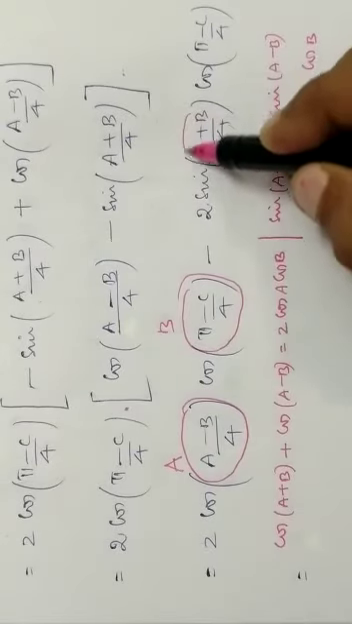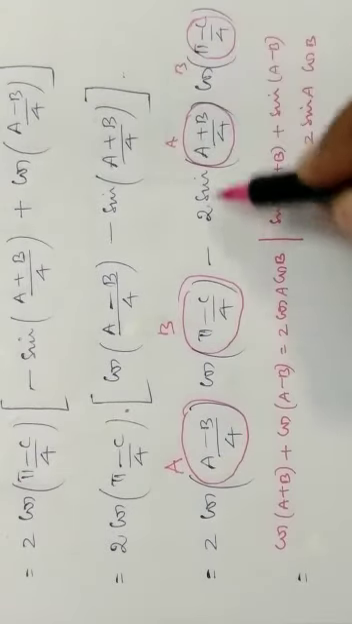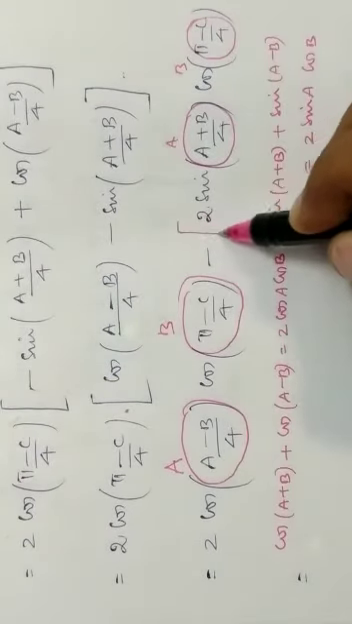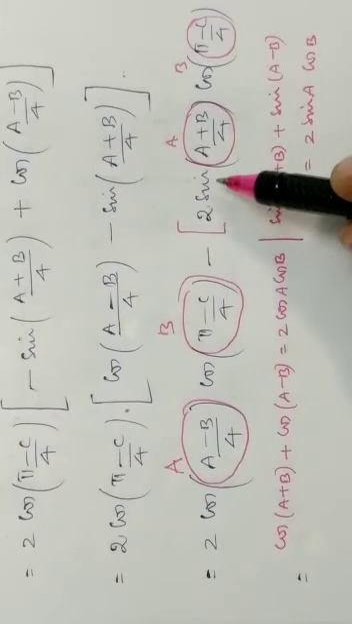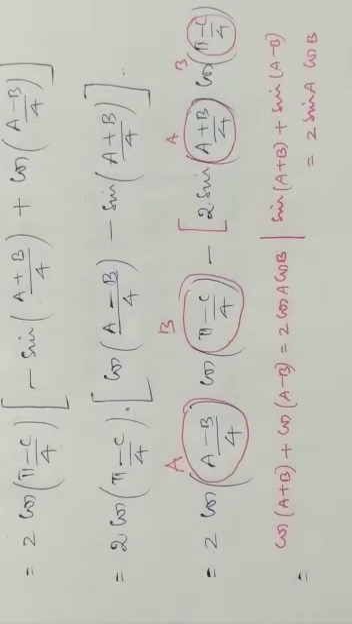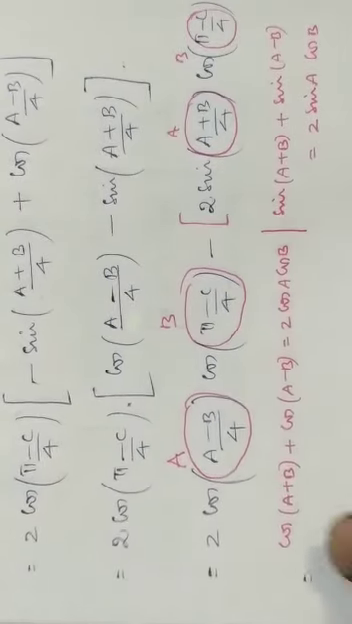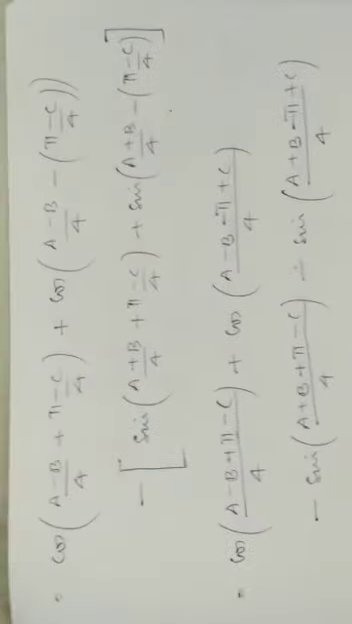Again, take this as A and this as B. Keep minus aside. If you observe, 2 sin A cos B formula is sin(A+B) plus sin(A-B). Now, in the next step, we replace this with the formula, with A as (a-b)/4 and B as (pi-c)/4. So, by replacing, we can see this step.